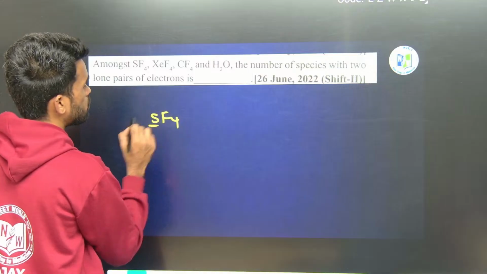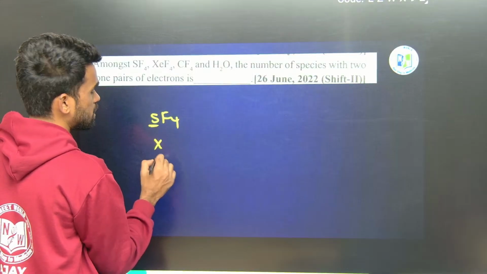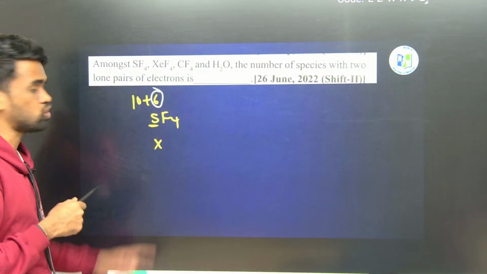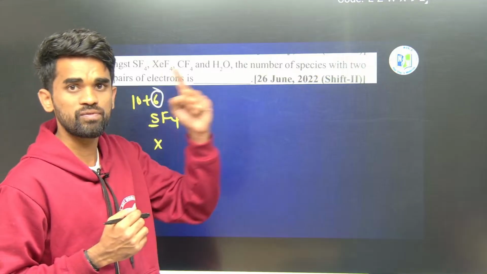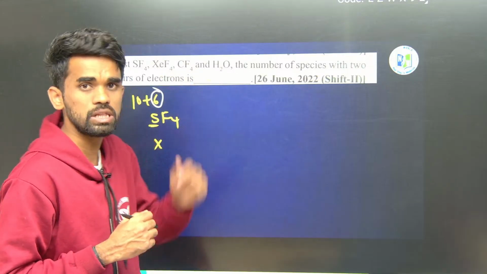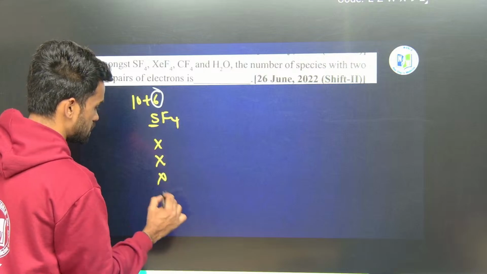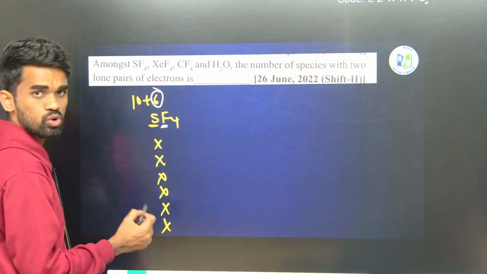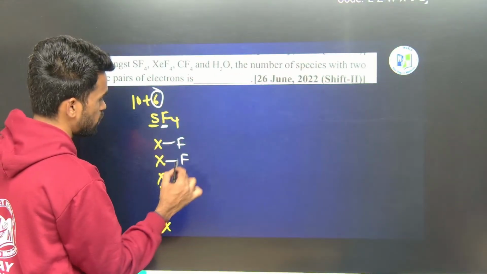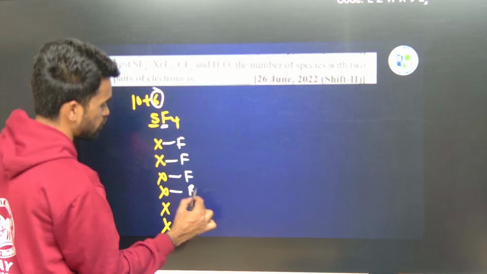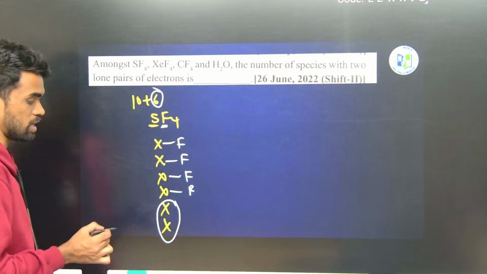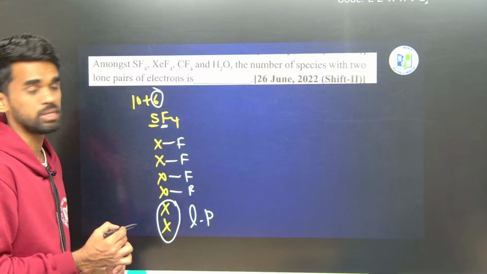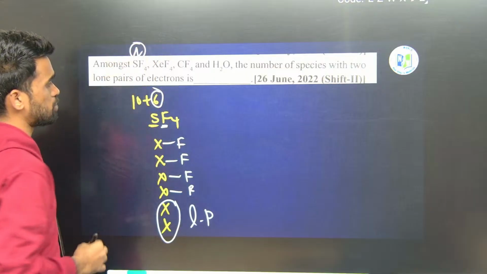SF4: the group number of sulfur is 16, which means 10 plus 6, so 6 will be the valence electrons present in the oxygen family like oxygen, sulfur, selenium. So put 6 dots like this, 3 plus 3. Fluorine atoms are monovalent, so one bond for each monovalent atom, 4 atoms means 4 bonds, and the remaining pair of electrons stays as a lone pair on the central sulfur atom. So the first option has one lone pair.